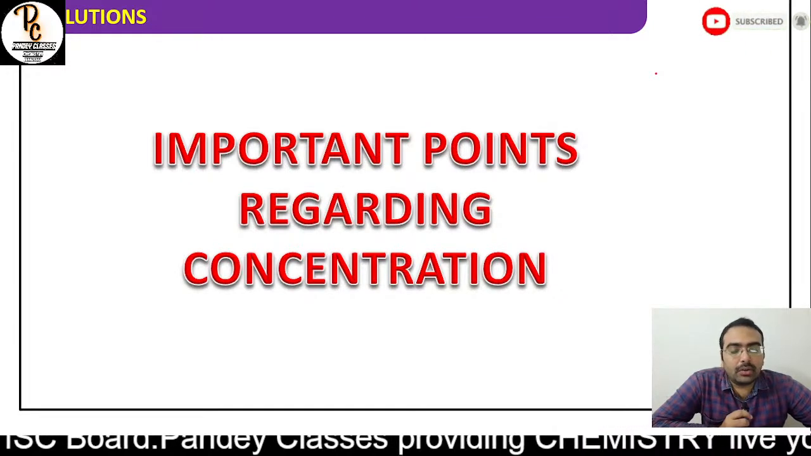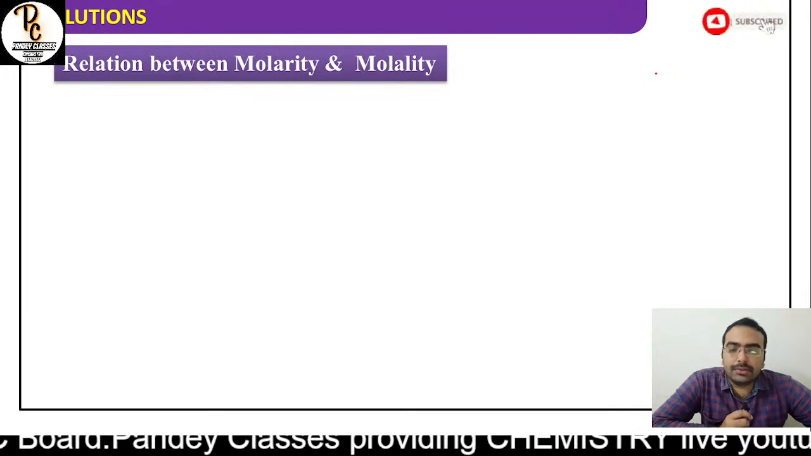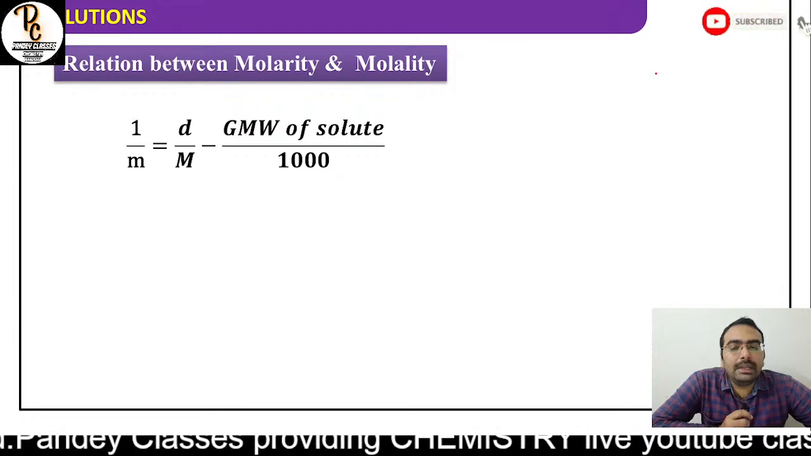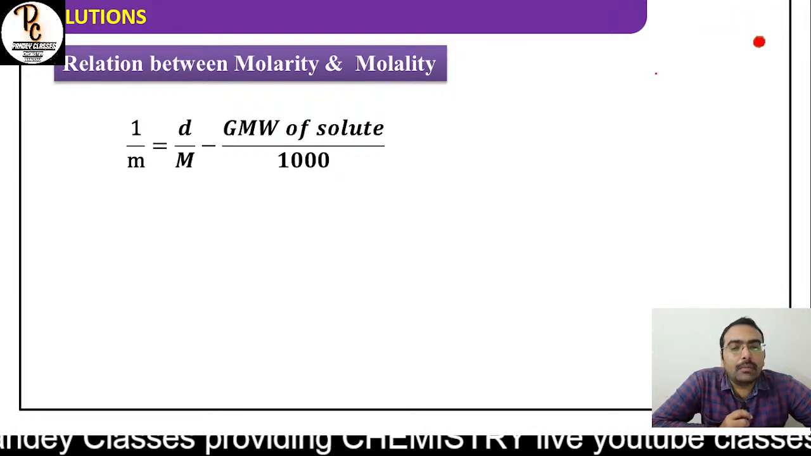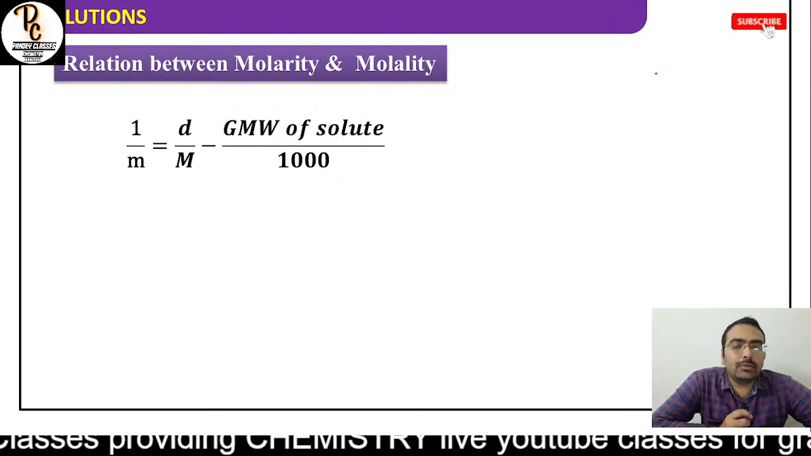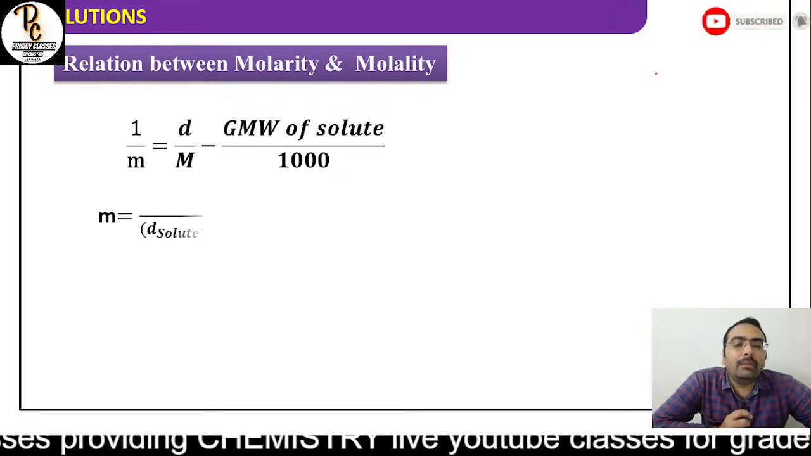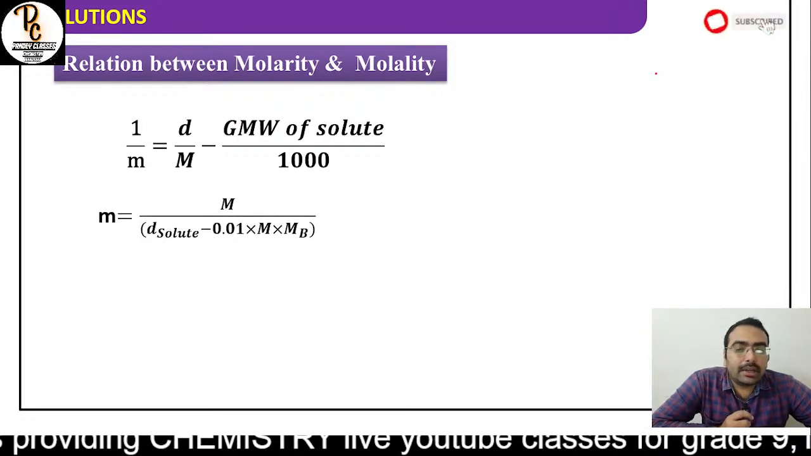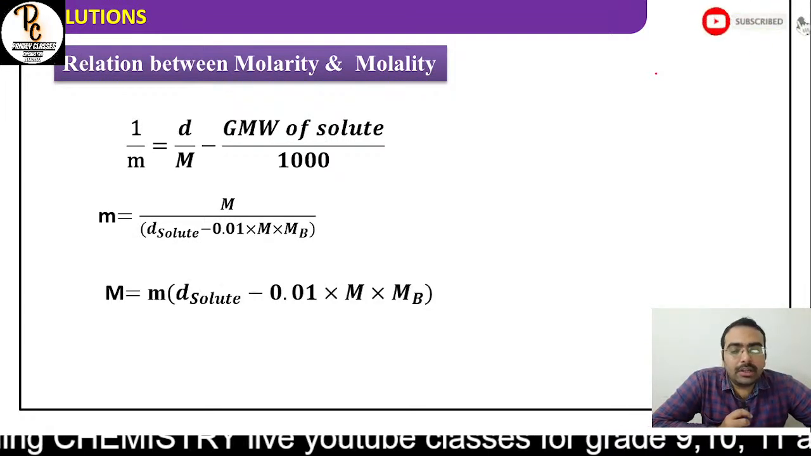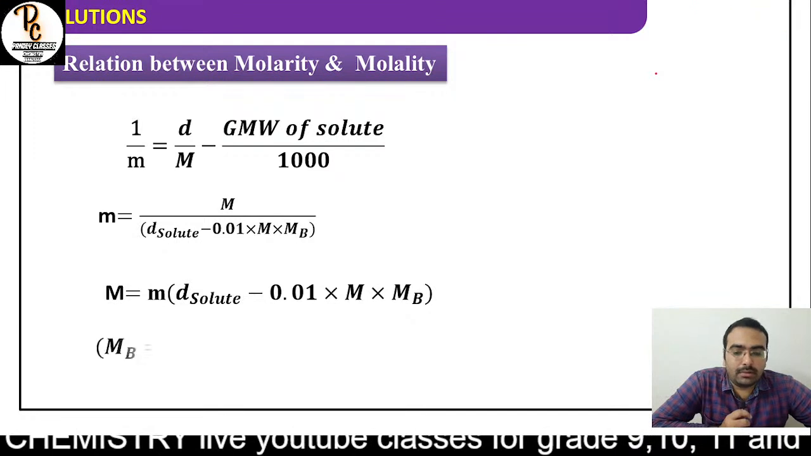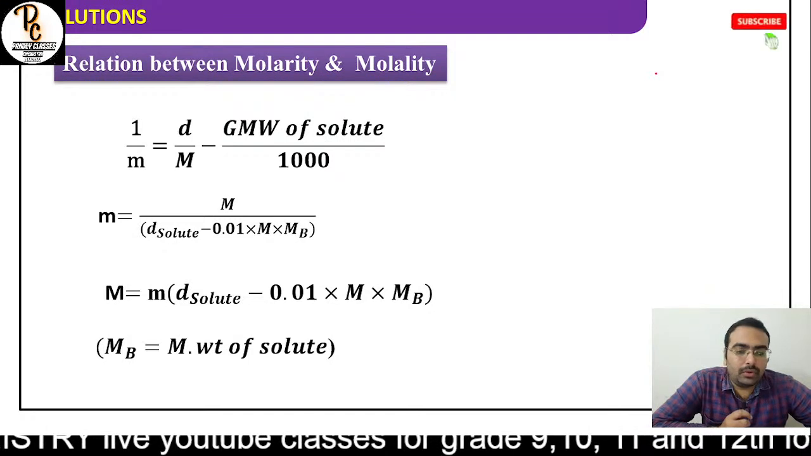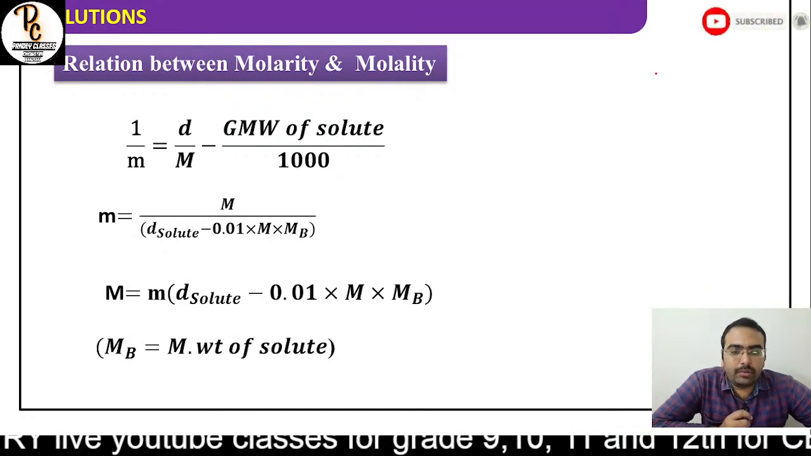Important points regarding concentration. This is very important, and let's see. 1 by m equals D by m minus Mp upon 1000, where D stands for density, m stands for molarity, and Mp is the molecular weight of solute. This is the relation between molarity and molality. Okay, so this can be further changed like this. Any one relation we need to remember.